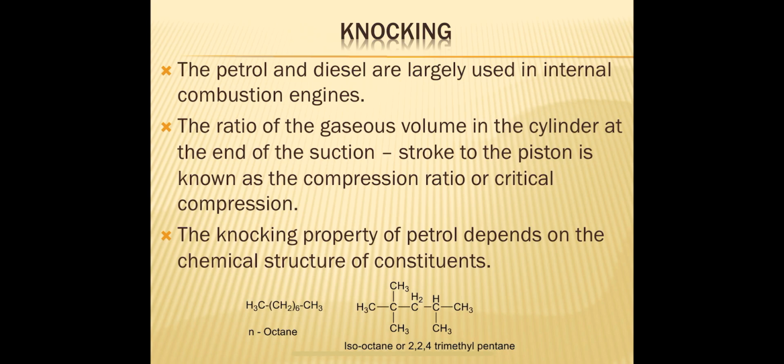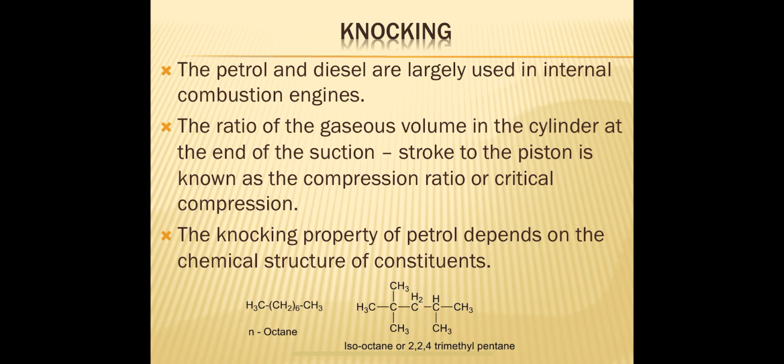Most of these are 4-stroke cycle engines, which means four piston strokes are needed to complete a cycle. You can just imagine our motorcycle or motorbike, which also has a 4-stroke engine. The same sort of combustion engine is discussed here. The ratio of the gaseous volume in the cylinder at the end of the suction stroke to the volume at the end of the compression stroke of the piston is known as the compression ratio or critical compression.